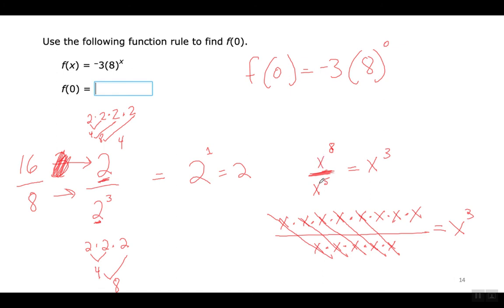So when you have the same base and you're dividing, you could just subtract their exponents to get your answer.